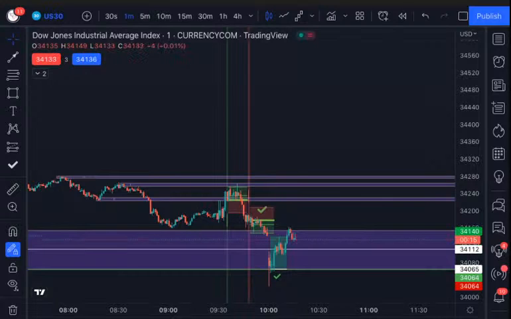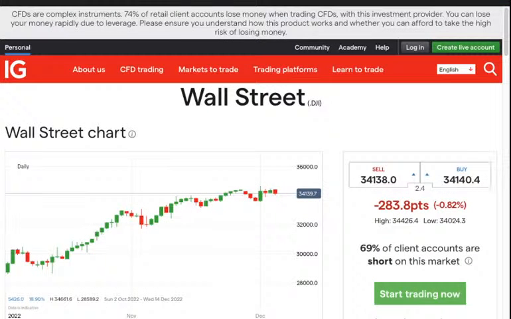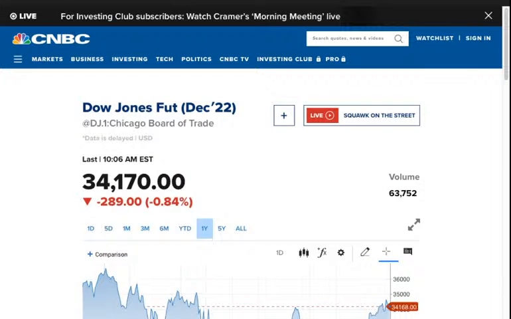I'm just trying to see if it's going to hold that gap and drop, or if it's going to break through it. Because if it breaks through, I definitely feel it might go higher. Yeah, it's 68% short. Almost 300 points in the red.